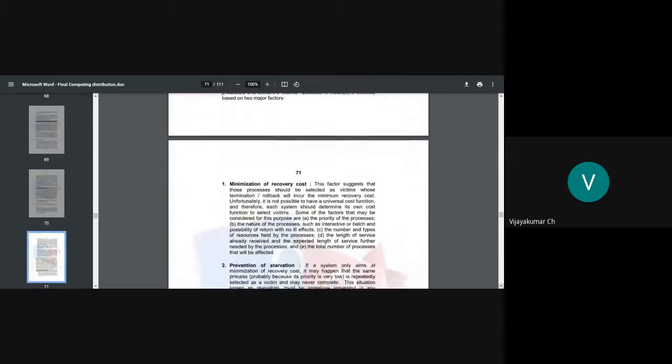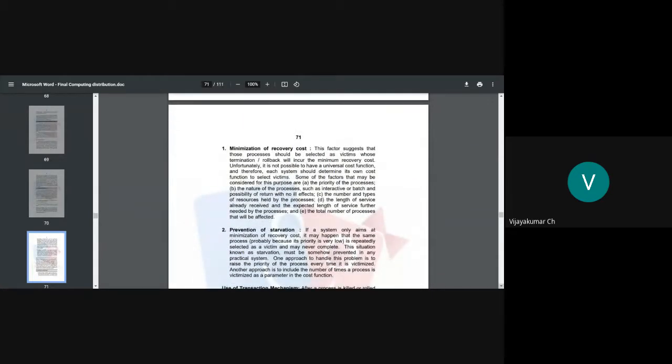The second one is prevention of starvation. What is meant by minimization of recovery cost? The factor suggests that those processes should be selected as victims whose termination or rollback will incur the minimum recovery cost.